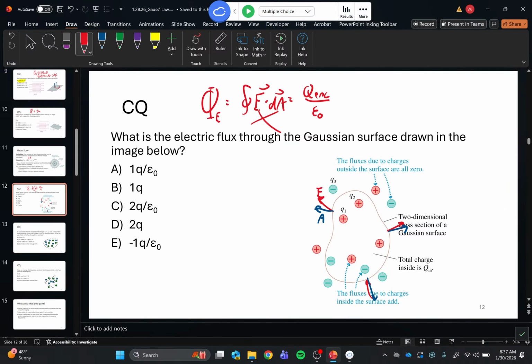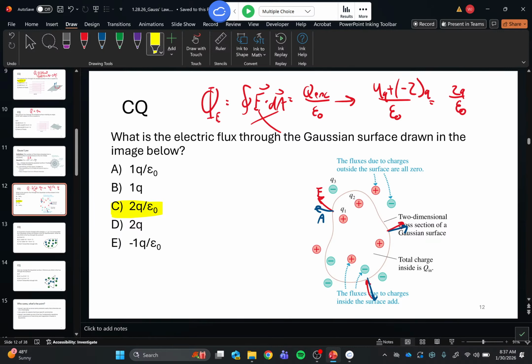So what's the total charge then? Q enclosed is going to be 4 minus 2. Or, to make it more clear when you look at it later, 4 plus negative 2. And each of these has a charge of Q, so 2Q over epsilon naught. Whatever each of those things are, they have some magnitude of Q. All right, great. There's the answer.